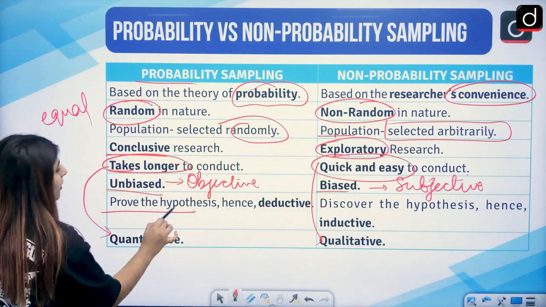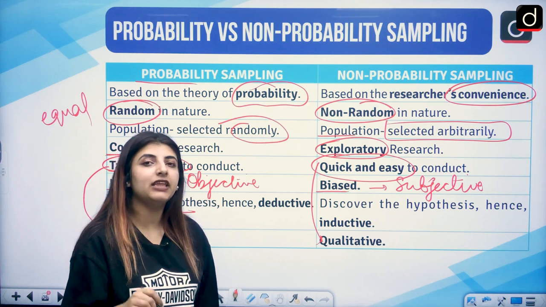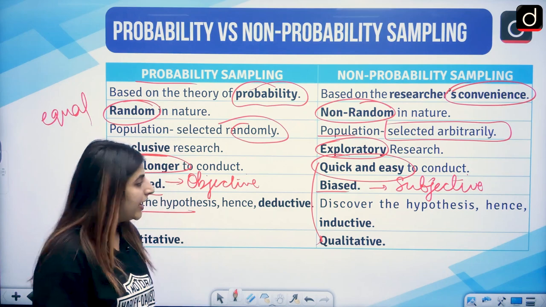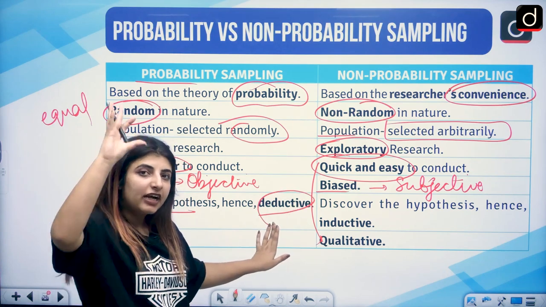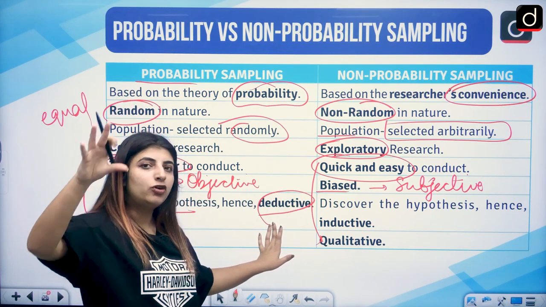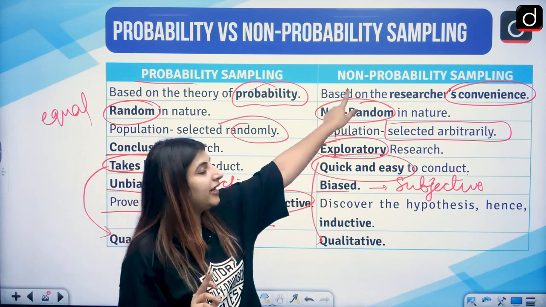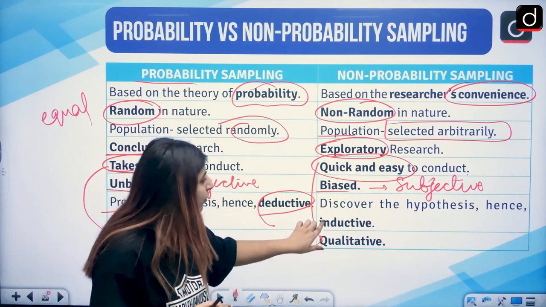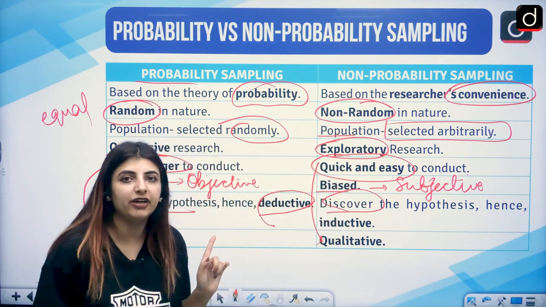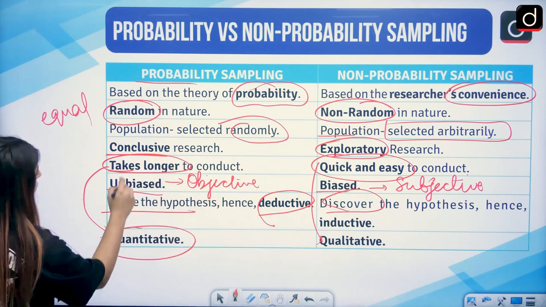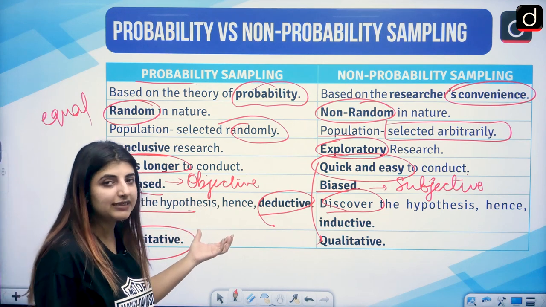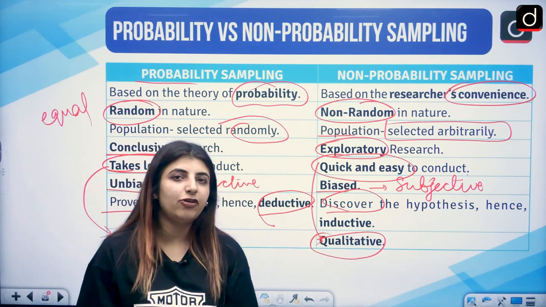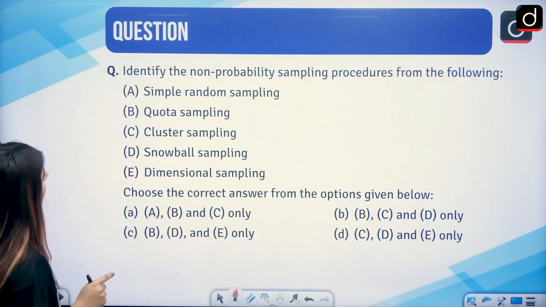Correct? Here we want to prove the hypothesis in the probability techniques. We have the hypothesis already, we just want to prove it. Hence it is deductive. In deductive, we have the theory already, we just want to test it. But in the non-probability sampling technique, we do not want to test it, we want to discover, hence exploratory research. And probability is quantitative because you are measuring certain things randomly. Here it is qualitative because you are delving deep into conversations in a subjective manner, right?